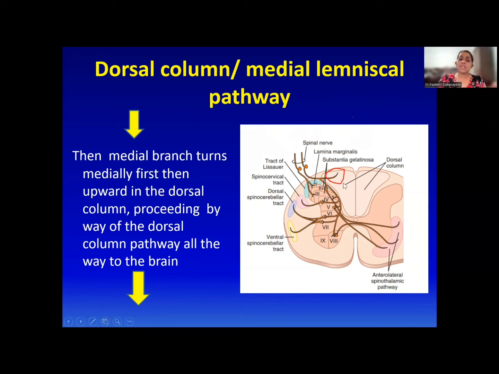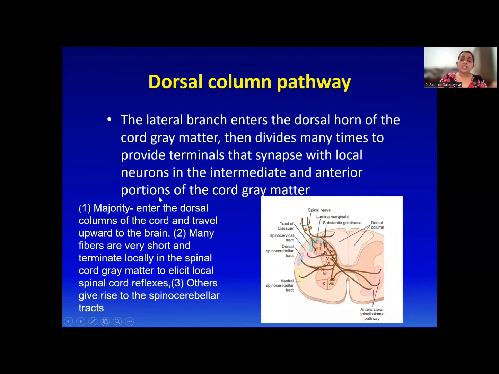Then what will happen to the lateral branch? The lateral branch enters the dorsal horn of the gray matter. It is not going to the white matter at the very beginning. It enters the dorsal horn of the cord gray matter and divides many times to provide terminals that synapse with local neurons in the intermediate and anterior portions of the gray matter. Majority will enter the dorsal columns of the cord and travel upward as with the medial branch. Many fibers are very short and terminate locally in the spinal cord gray matter, and they are important to elicit spinal reflexes locally. Others give rise to spinocerebellar tracts.